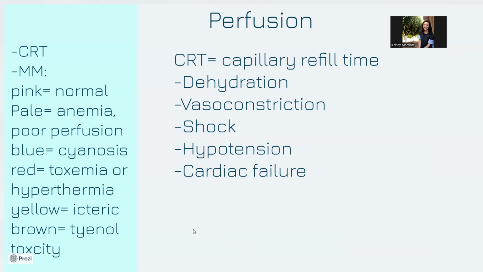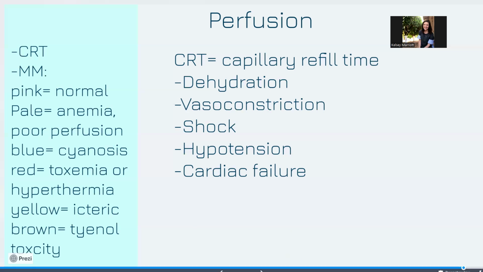And so our gums and our CRT should be separate checks because they're not indicating the same thing. Our color is going to tell us a lot, and then our response time: is it less than 2 seconds or less than 3 seconds? Is it prolonged? Are we hydrated? Are we dealing with a shock case? Is this patient a cardiac case? Because if they are in heart failure, that's going to really determine our fluid protocol. So knowing these parameters is going to be very key.